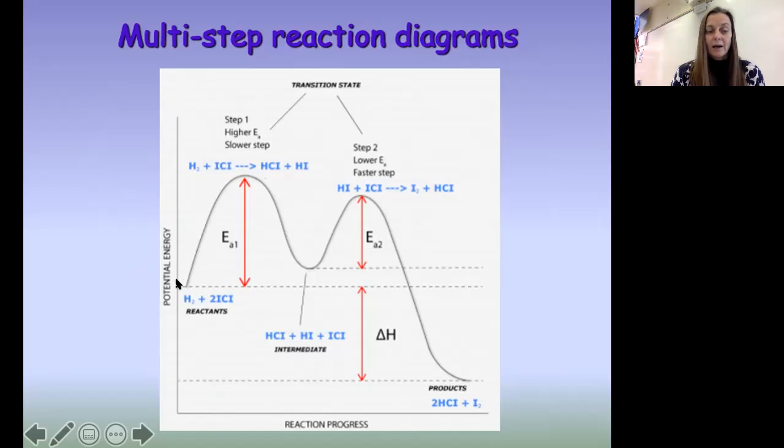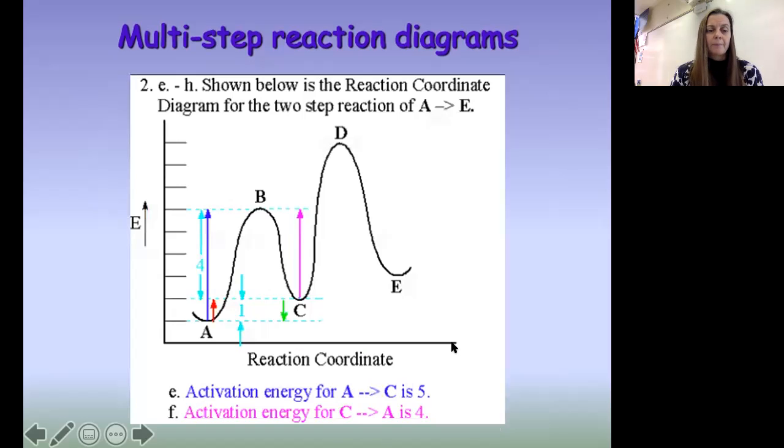Because we go from a high potential energy of reactants to a low potential energy of products, this is an exothermic reaction. It's going to give off energy. But depending on how big this activation energy is, it may be fast or it may be slow. Okay, so that's one example of a multi-step reaction diagram or reaction coordinate diagram.